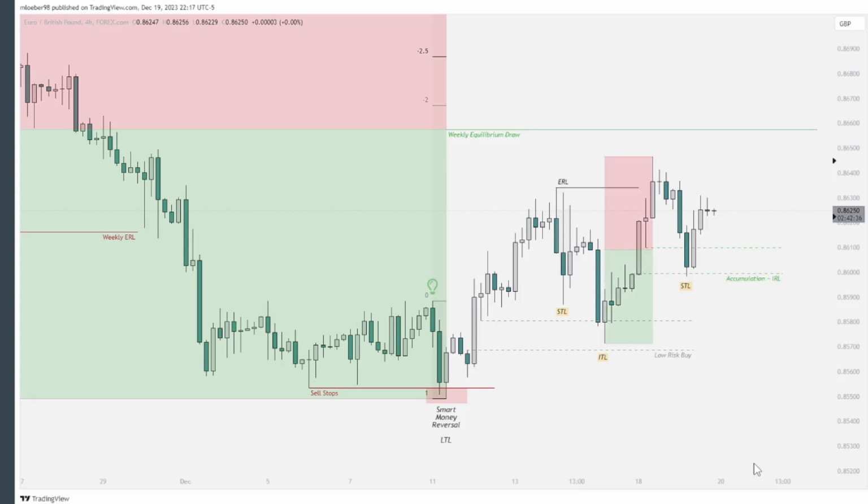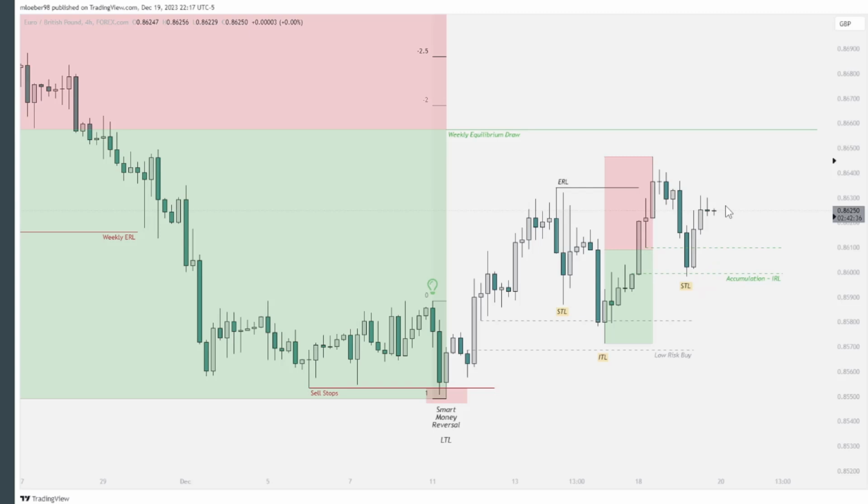And here is the accumulation stage of the market maker buy model, and just marking off premium and discount from this swing low, the intermediate term low that we made, to this swing high that ran the 4-hour external range. And after we run external range liquidity, what do we do? We retrace into internal range liquidity pools, which is this 4-hour bullish fair value gap in discount of this swing, and we had an energetic move off of it.